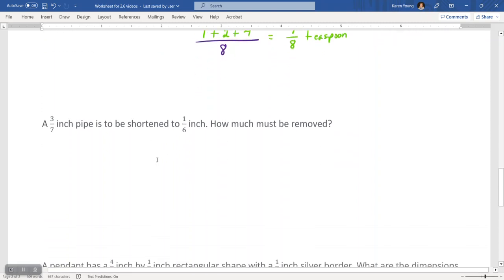So let's look at the next word problem. We have a 3/7 inch pipe that is to be shortened to 1/6 of an inch. How much must be removed? So we're looking for what must be removed. So I have a total of 3/7 inch pipe. That's how long my pipe is. And it's going to be shortened to 1/6.